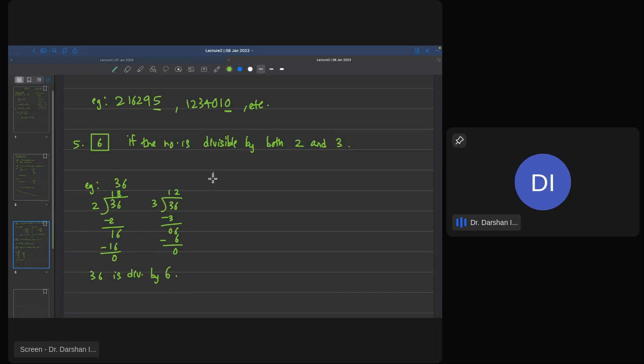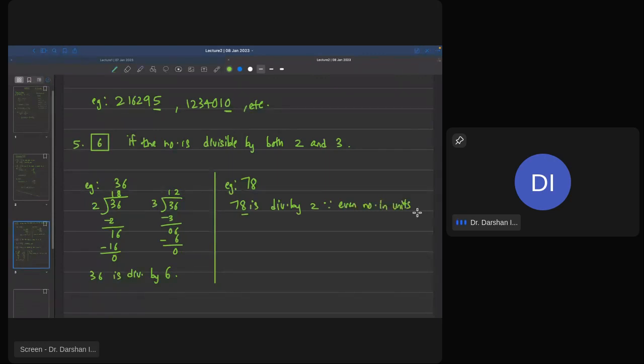If I consider a bigger number which is divisible by 6, for example, let's say 78. So is 78 divisible by 6 or not? How can I confirm? It has to be divisible by 2. How do you check whether a number is divisible by 2? 78 is divisible by 2 since you have an even number in the units place, right?